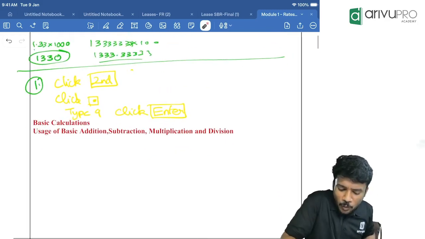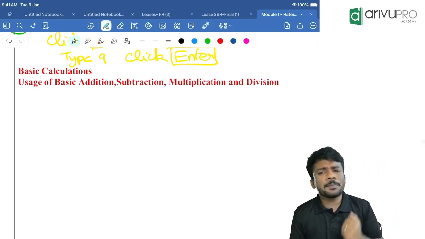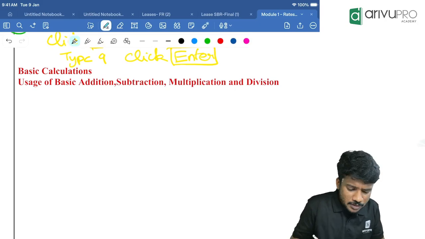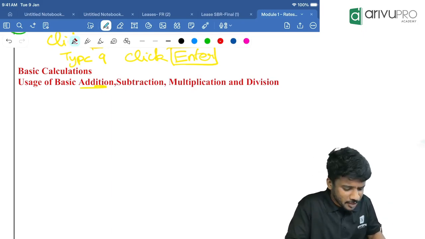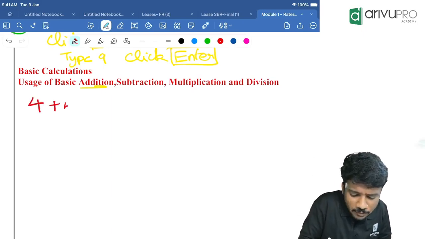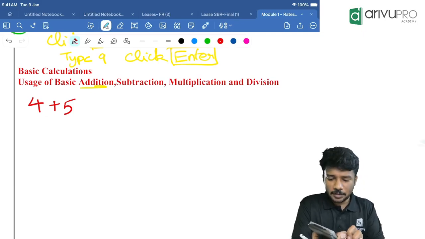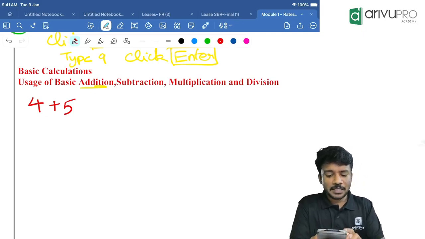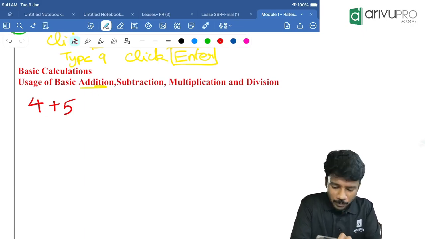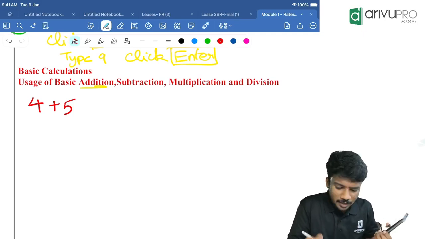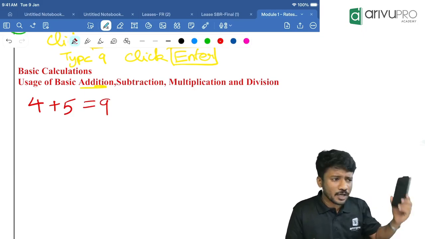Good. Now, we are going to do some of the basic activities on our calculator. The first one is addition. I know that everyone knows how to do addition. If you want to add 4 plus 5, how will you add it on your calculator? Type 4, then plus, then click 5, then click what? Equal to. Are you getting the idea? Everyone is clear with that. So, type 4 plus 5. How much is the answer coming? You will get it as 9. Basic addition.